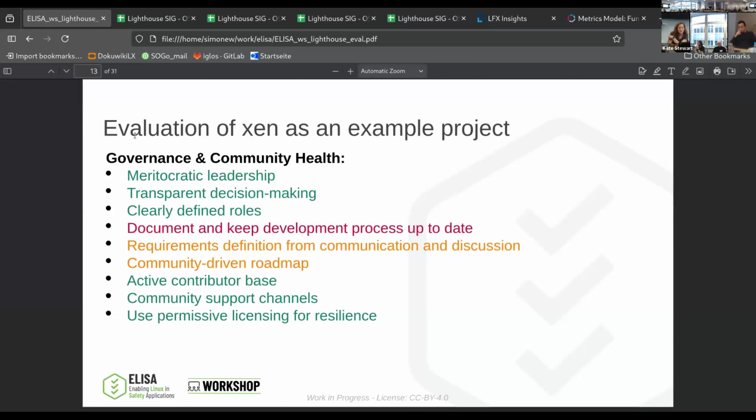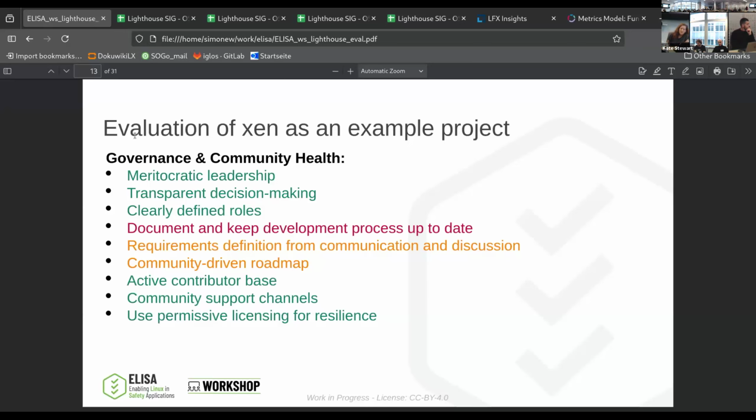Then what is not so good is documenting and keeping the development process up to date. The process is documented and it's also up to date, but the issue is there are contradictions from older versions that are not marked as outdated, but if you read through it, you clearly understand that this cannot fit together.